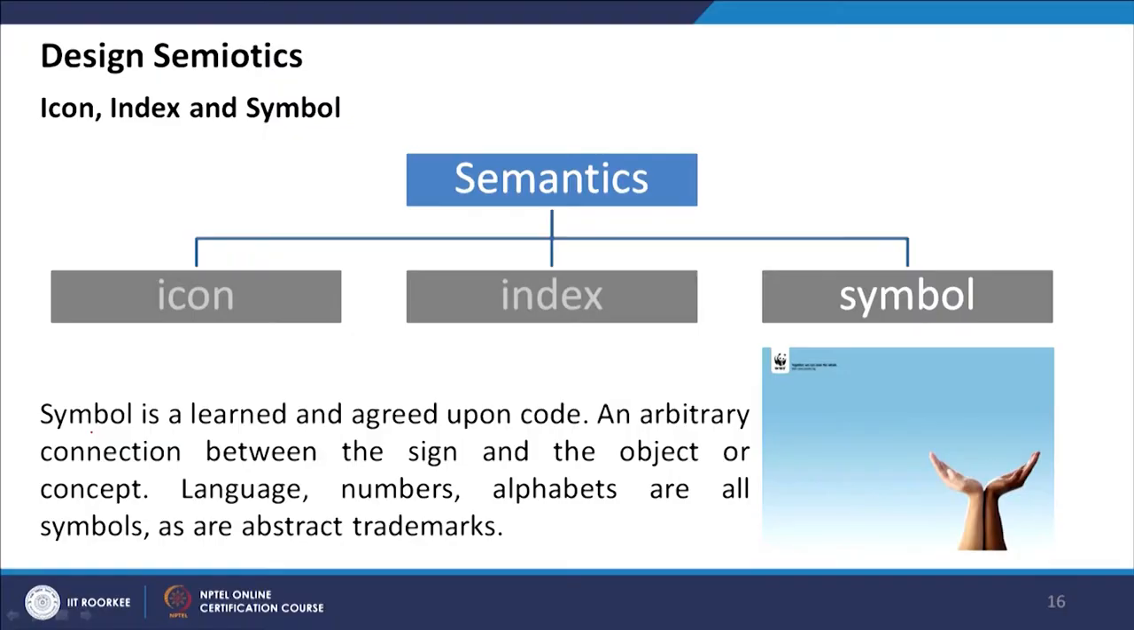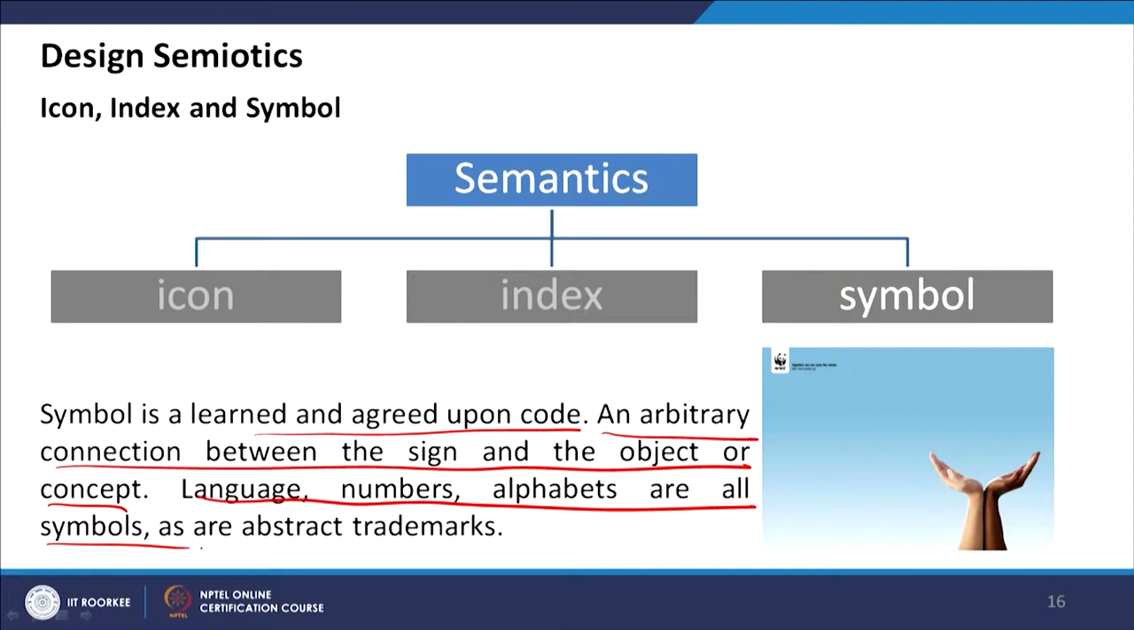The next is the symbol. The symbol is the learned and agreed upon code, an arbitrary connection between the signs and the objects or concepts. It can be language, numbers, alphabets and all other symbols. These are abstract trademarks. If you don't know the meaning of them, interpreting a symbol requires background knowledge, in-depth knowledge.